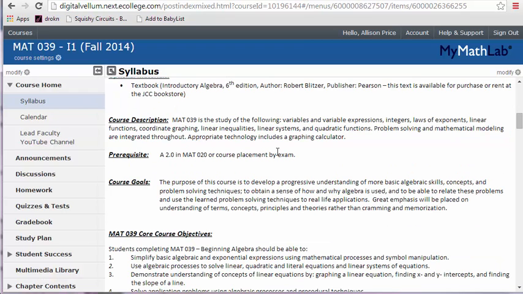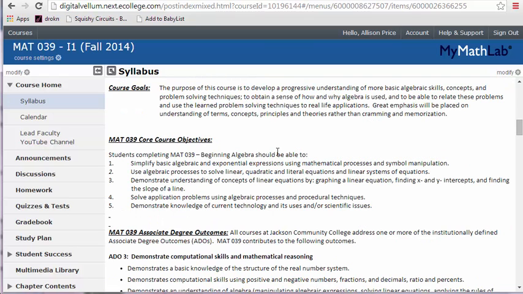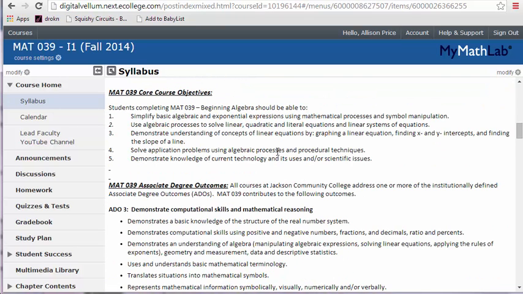All right, the course description. Math 039 will study variables, expressions, integers, laws of exponents, linear functions, coordinate graphing, linear inequalities, linear systems, quadratic functions, etc. There will be an emphasis on problem solving and mathematical modeling throughout the course. I won't read through all of the goals and core course objectives. The core course objectives and the associate degree outcomes are objectives outlined through the college to ensure this course's transferability as a general math credit.